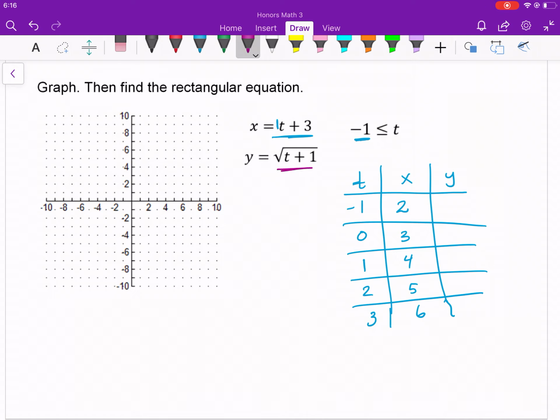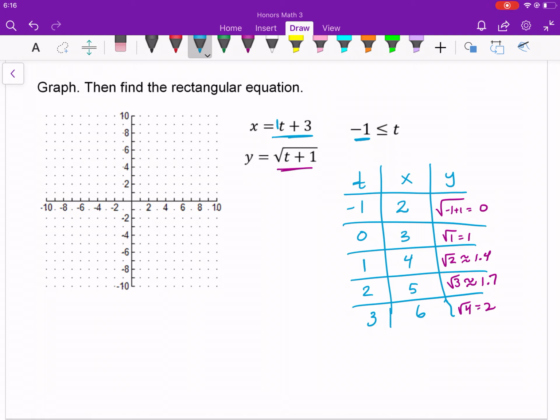If we plug in -1, we get 0. If we plug in 0, we get the square root of 1, which is 1. If we plug in 1, we get the square root of 2, which is approximately 1.4. If we plug in 2, we get the square root of 3, which I want to say it's like 1.7. I just double checked. Yep, it is. Okay. And then this one will get the square root of 4, which is 2. Okay, so decimals are okay. It's not a problem. We're just going to have to graph decimals. It's going to be great.